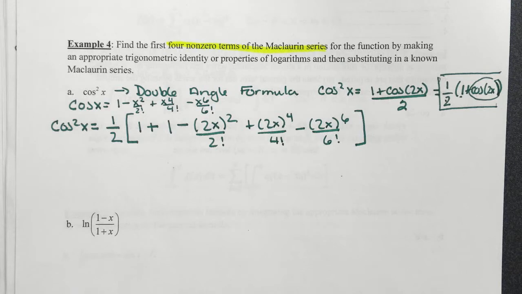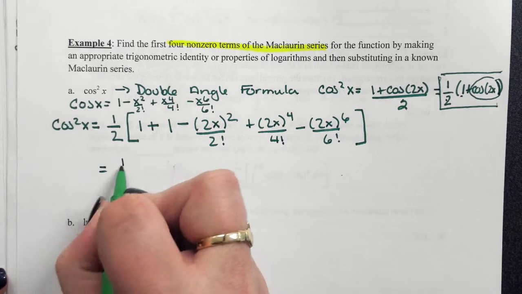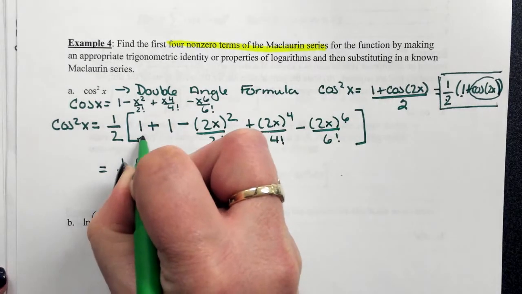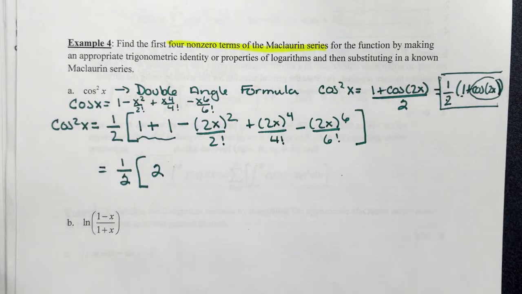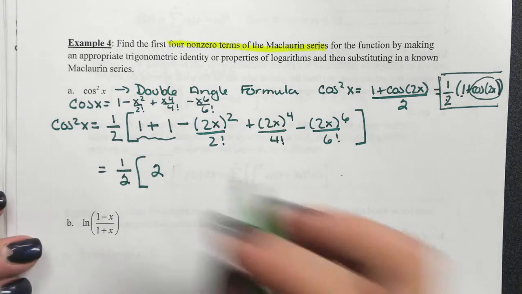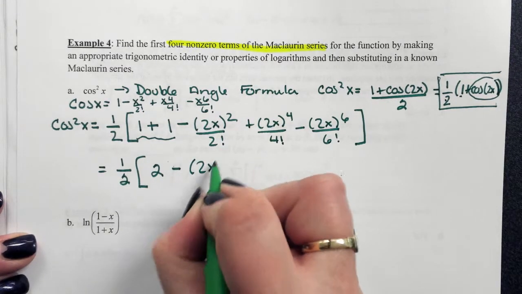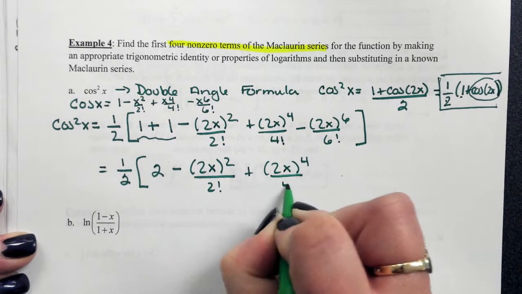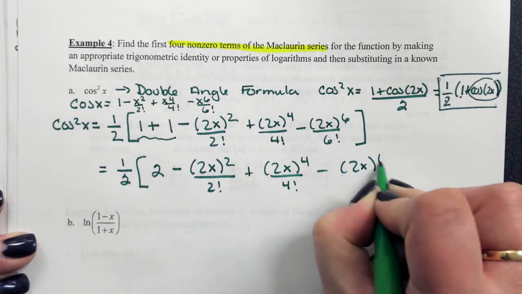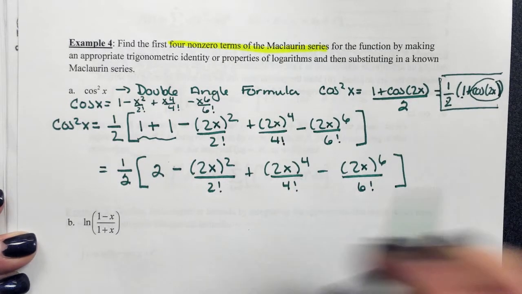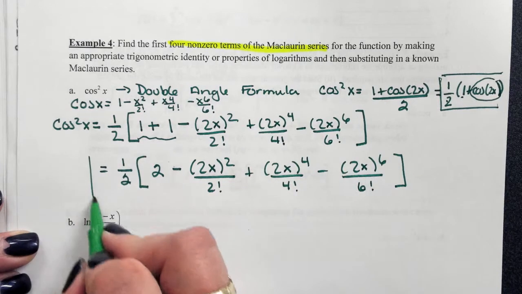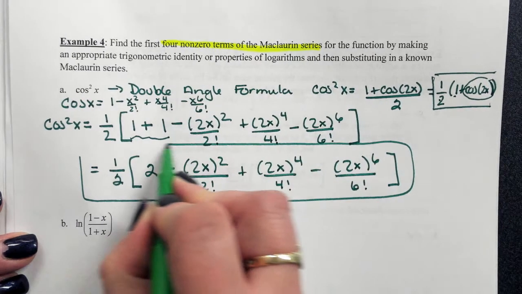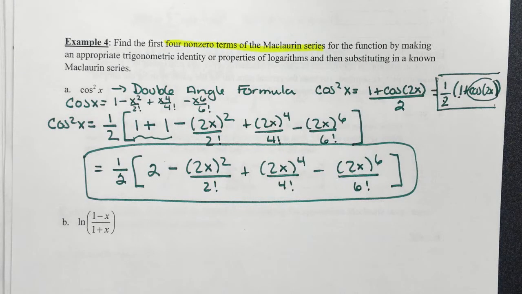So now remember, it wants the first four terms. So you want to make sure if you have any like terms that you go ahead and combine them. So inside my brackets, I can add 1 plus 1 together, which will give me a 2. So that counts as one term. Minus the quantity of 2x to the 2nd over 2 factorial plus the quantity of 2x to the 4th over 4 factorial minus 2x to the 6th over 6 factorial. So there I have my 1, 2, 3, 4 terms. So there's my Maclaurin series for cosine squared x.